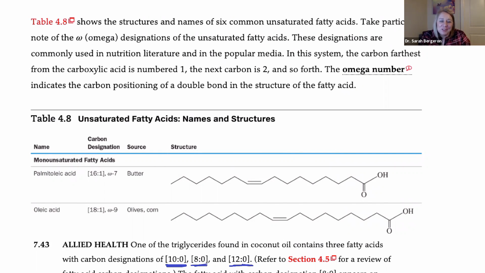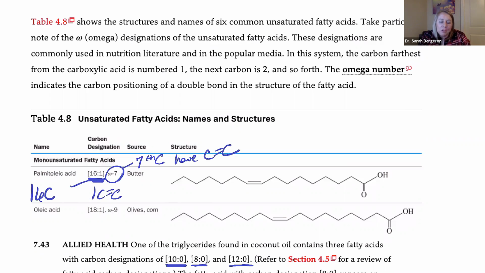And so whenever you're looking at these structures, here's the designation, right? This is 16:1. What does that tell you? That tells you that there are 16 carbons, and in those 16 carbons, you have 1 carbon-carbon double bond. Well, where is that carbon-carbon double bond? So you're going to call that omega-7. Omega-7 is going to be at the 7th carbon. You have the carbon-carbon double bond.